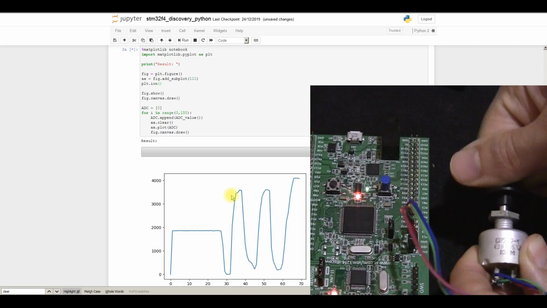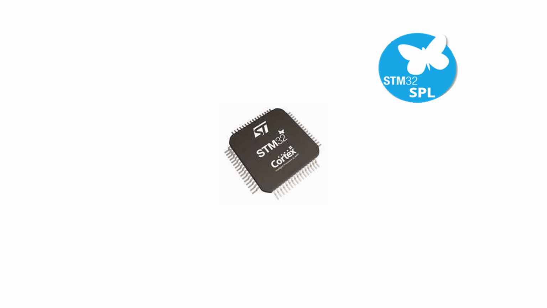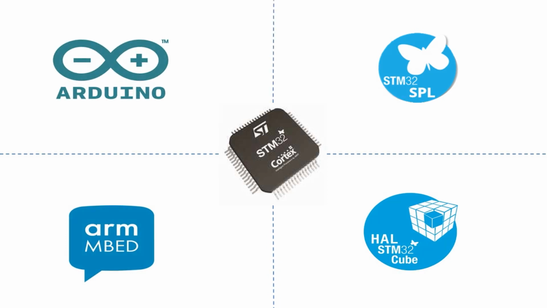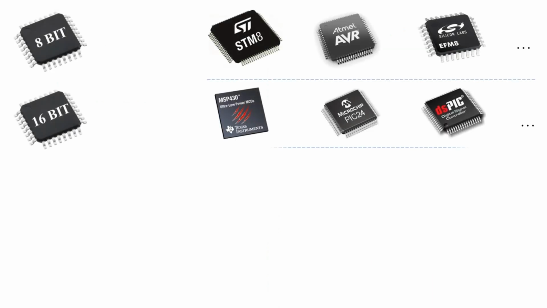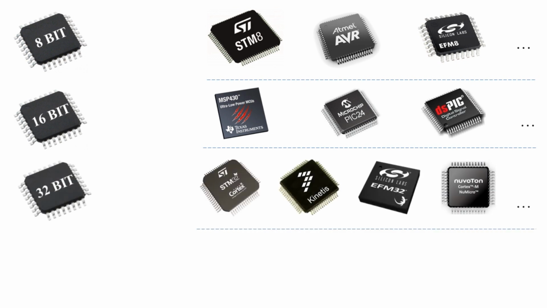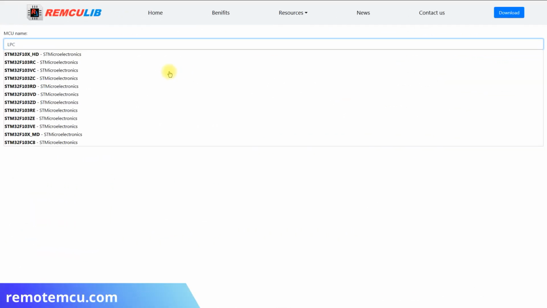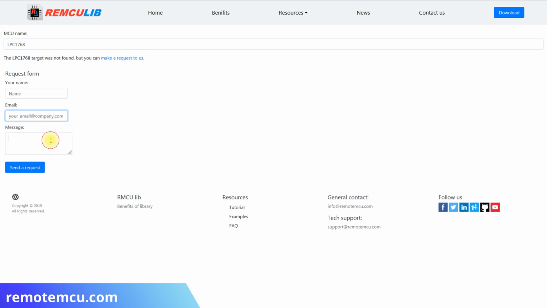On top of that, the REMCU project provides not only the API of the standard peripheral library for working with STM chips, it can implement other interfaces like HAL, Mbed, Arduino, and others. And furthermore, there are versions of the REMCU library for other chips, including 8-bit, 16-bit, 32-bit microcontrollers, and 64-bit systems on a chip. In case you've not found a community version of REMCU for a certain library or chip, just leave a message on our website or write an email.